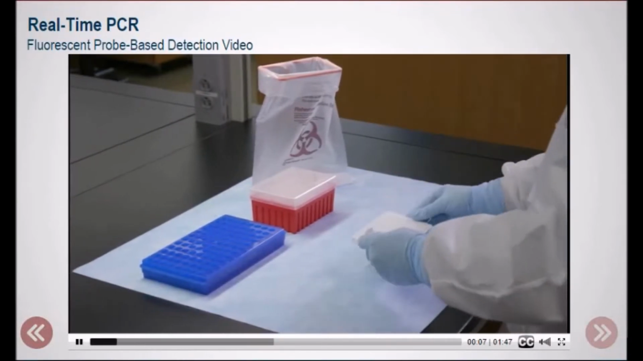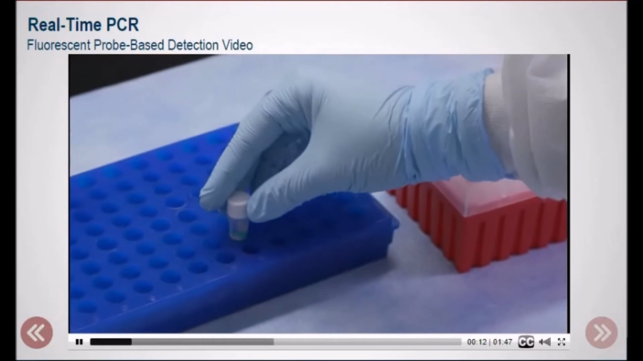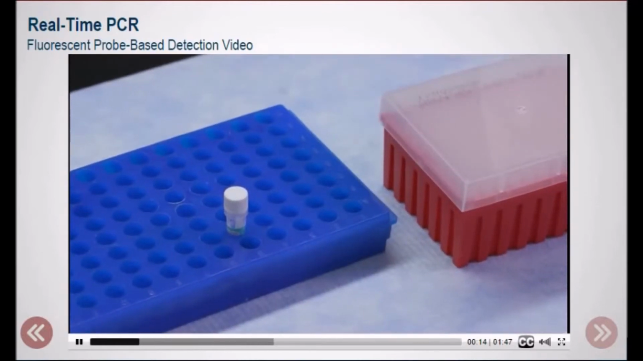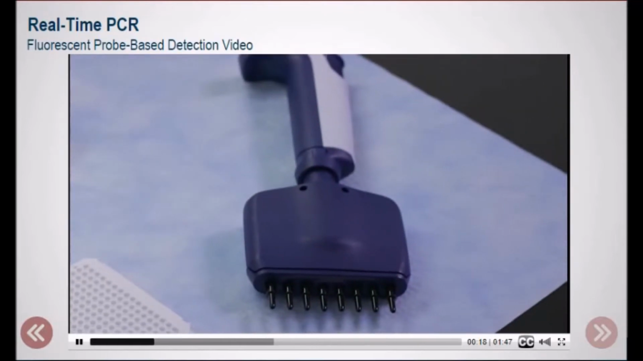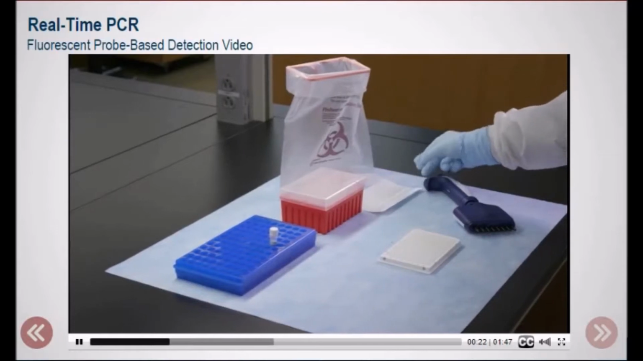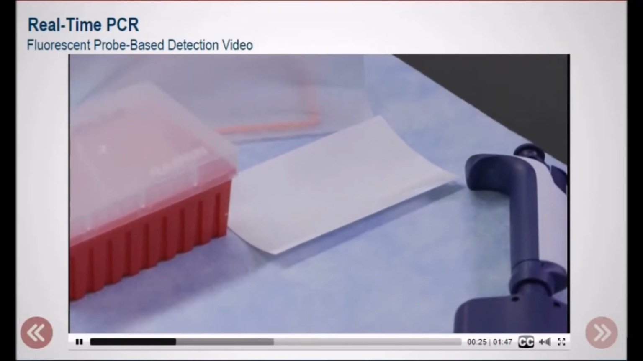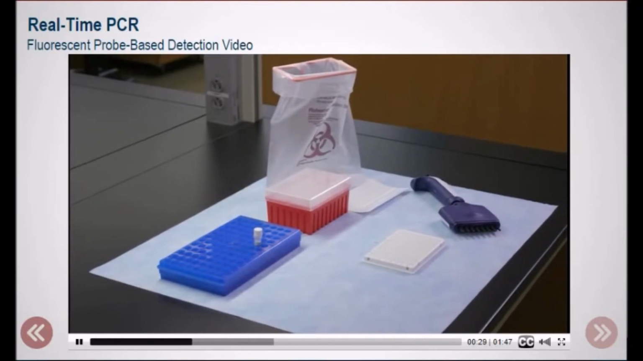Detection of PCR products in real time can be accomplished by using fluorescent dyes or probes. Fluorescently labeled probes detect the amount of specific double-stranded DNA sequences, while fluorescent dyes detect only the amount of double-stranded DNA. Here, we are going to look at the principles behind fluorescent dye-based detection.